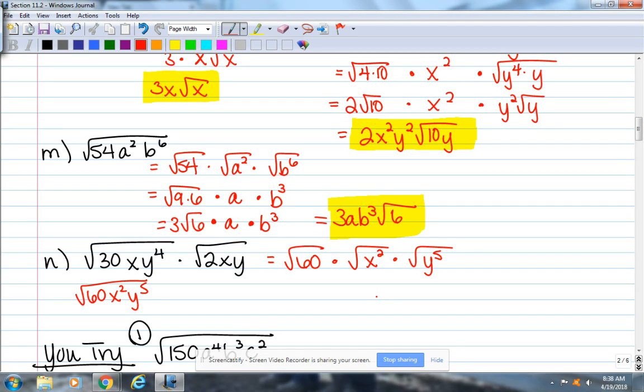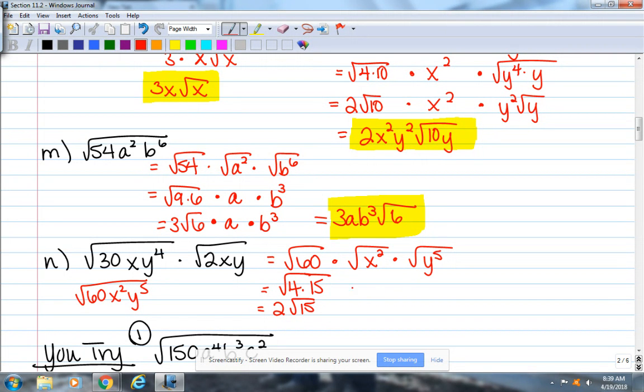All right, so then I'm going to do each one separately. What is the largest square that goes into 60? Four times what? 4 times 15 equals 60. 4 times 15. And what's the square root of 4? So that is 2 radical 15. Is everybody good with that?